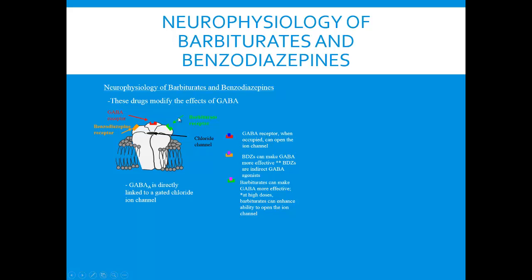So, again, when GABA occupies its receptor, these chloride ion channels open, sending negative ions into the cell. When benzodiazepines bind to their receptor, this chloride ion channel opens, sending negative ions into the cell. When barbiturates at low to moderate doses bind to its receptor, these chloride channels are open, sending negative ions into the cell. But remember, at high enough doses, barbiturates don't have to actually bind to the receptor. They can directly influence the opening of this chloride ion channel. Okay?